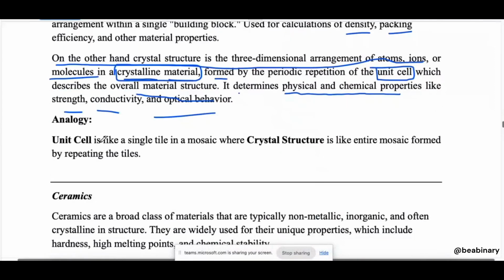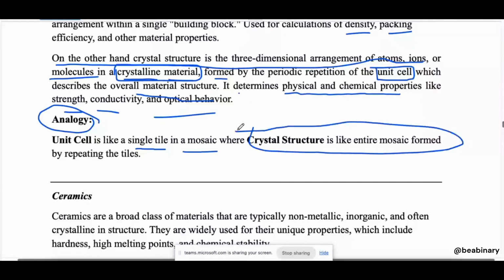If we take an analogy: the unit cell is like a single tile in a mosaic, whereas the crystal structure is like the entire mosaic formed from repeating tiles. You have all seen the tiles in your room, right? A single block of your tile is your unit cell. But if you look at the entire room, that single tile has been arranged in a particular fashion to make your whole room area. The look of all the room tiles is known as your crystal structure. This is just an analogy, and you can think about it.